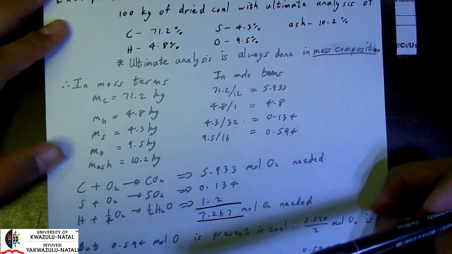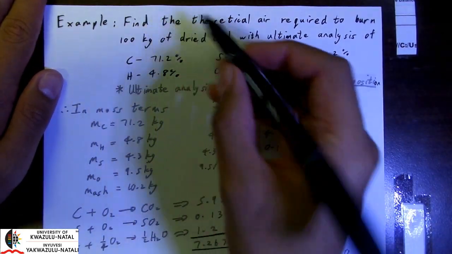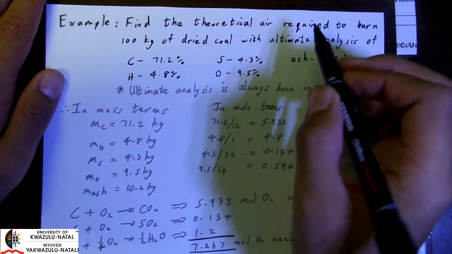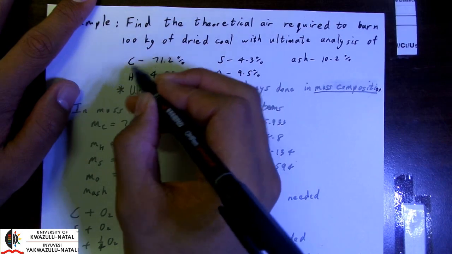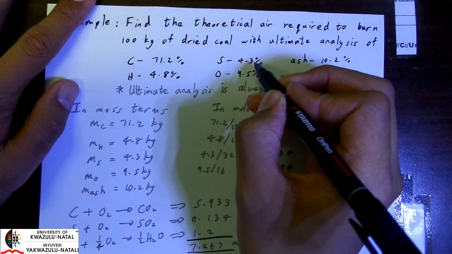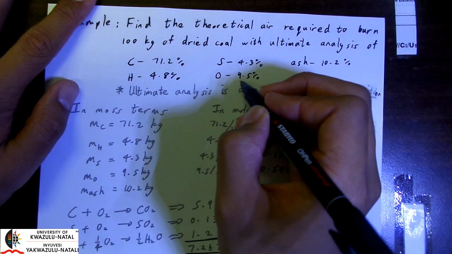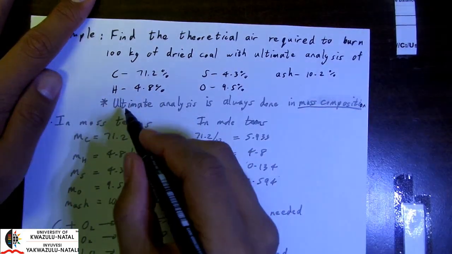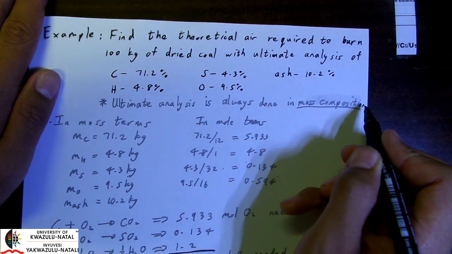So let's look at an example. Okay, so find the theoretical air required to burn 100 kgs of dried coal with an ultimate analysis of C being 71.2%, S is 4.3%, hydrogen is 4.8%, and oxygen being 9.5%. And one thing to note is that ultimate analysis is always done in mass composition.